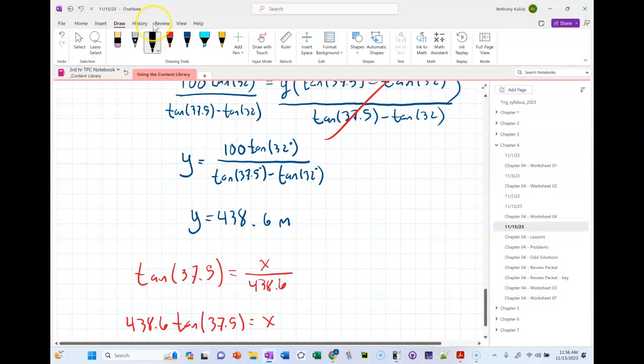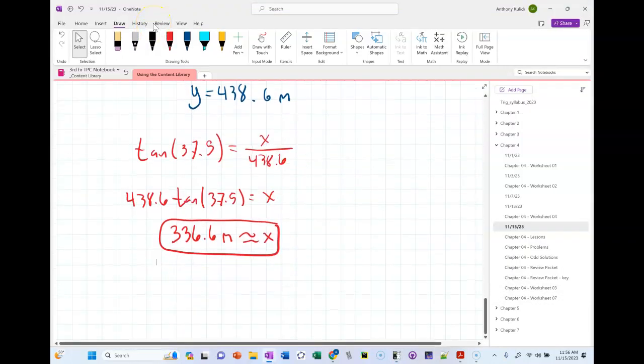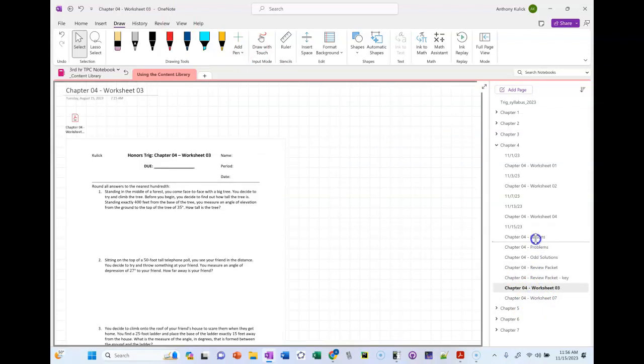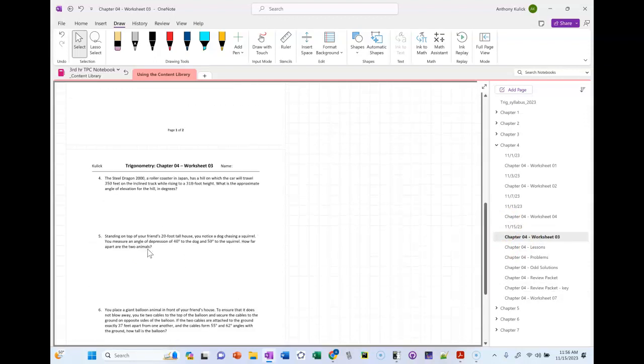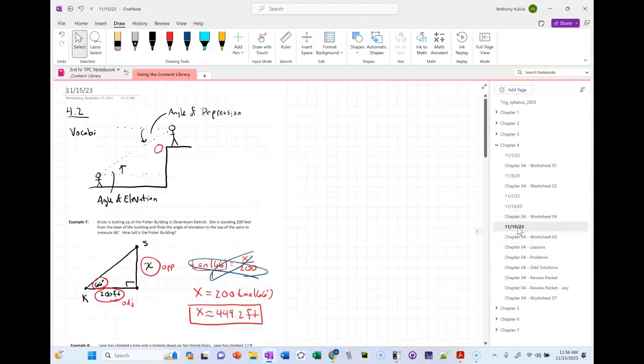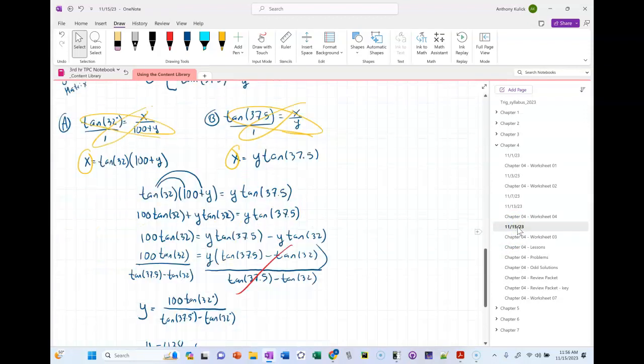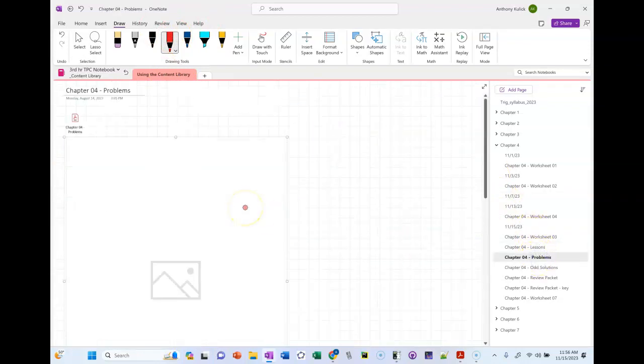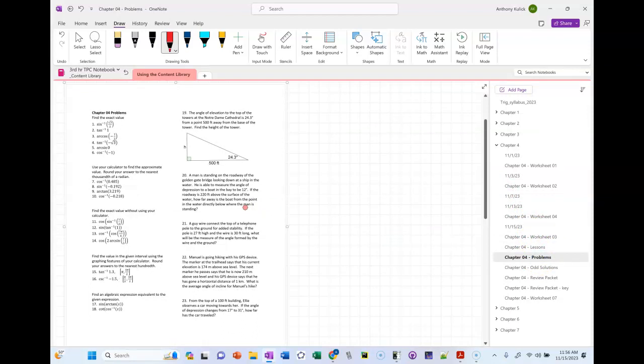All right. That's the worst case scenario for a problem for you guys, something like this that involves having to solve a system of equations. So at this point, we're going to assign worksheet 3, which is 6 of these story problems. And we're going to assign problems 17 to 23.